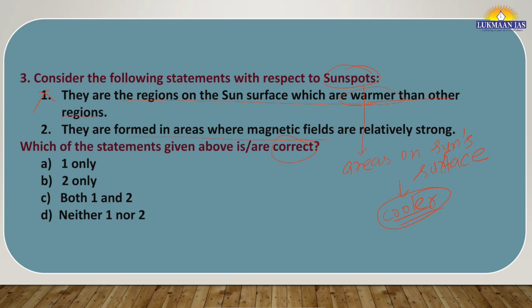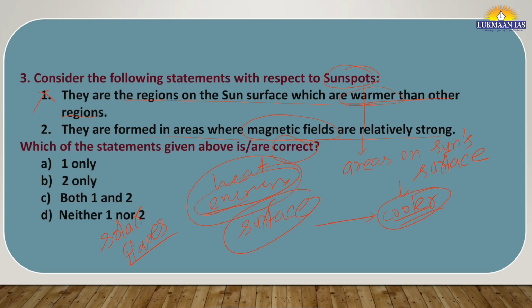They are formed in the areas where magnetic fields are relatively strong. Basically, these are the areas where the magnetic field does not allow the energy to come onto the surface. Whatever heat energy is getting formed there, it does not allow it to get onto the surface of the sun, and because of that they are comparatively cooler. But this energy inside the sun's surface is accumulated, and many times it comes out with a burst, and this results in solar flares or solar storms, we can say.